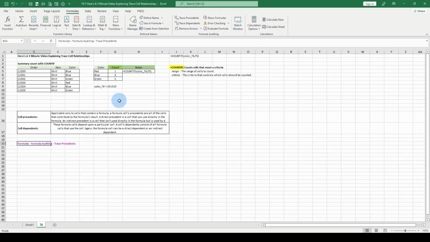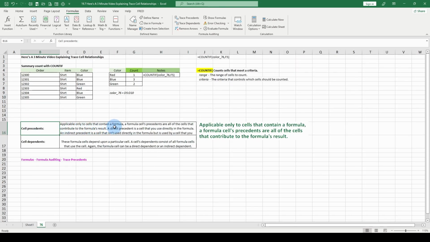You're just introduced to trace precedents and dependents. What is a cell precedent? Applicable only to cells that contain a formula. A formula cell's precedents are all of the cells that contribute to the formula's results.